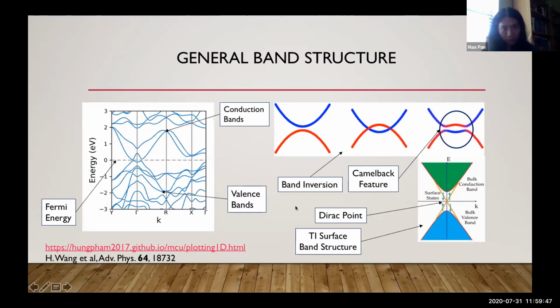At the bulk of the topological insulator, a process called band inversion occurs, in which the conduction band and the valence band cross over, which results in an inverted curvature known as the Camelback feature. The surface band structure of topological insulators is characterized as having these linear gapless states, which form a double cone shape known as the Dirac cone. And the Dirac point is the apex of this cone.